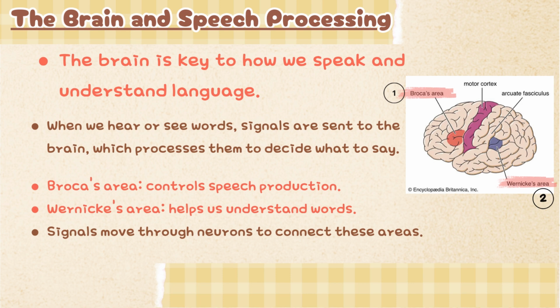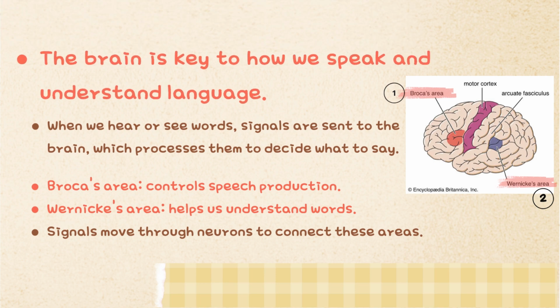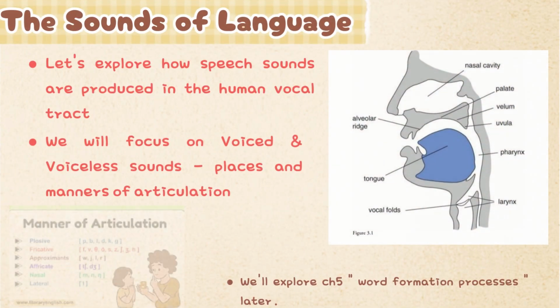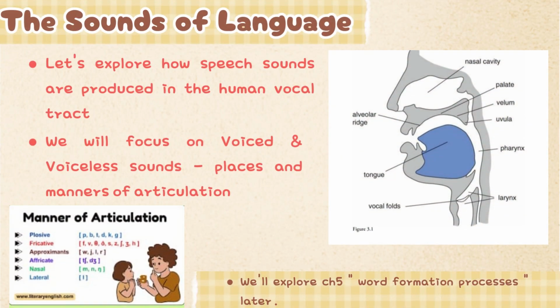Here's how it works. When you hear a word, neurons in Wernicke's area quickly figure out its meaning. Then Broca's area sends signals to the muscles in your mouth, like your tongue and lips, so you can say the word out loud. This all happens so fast that it feels like magic. Don't you think it's amazing? Okay, so now let's move on to Chapter 3, where we'll explore speech sounds.